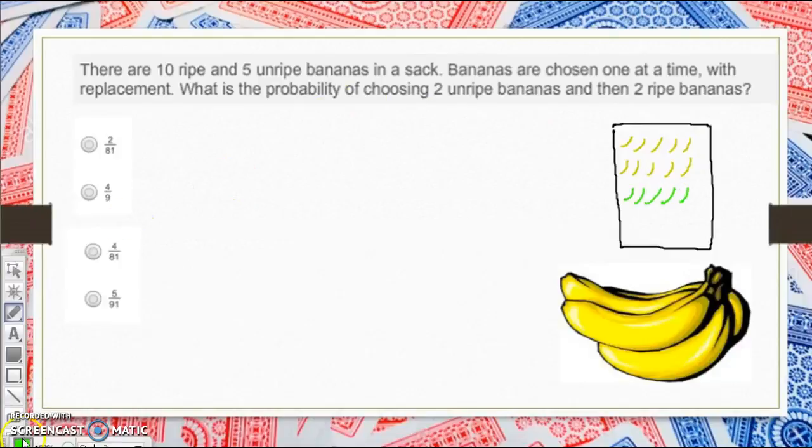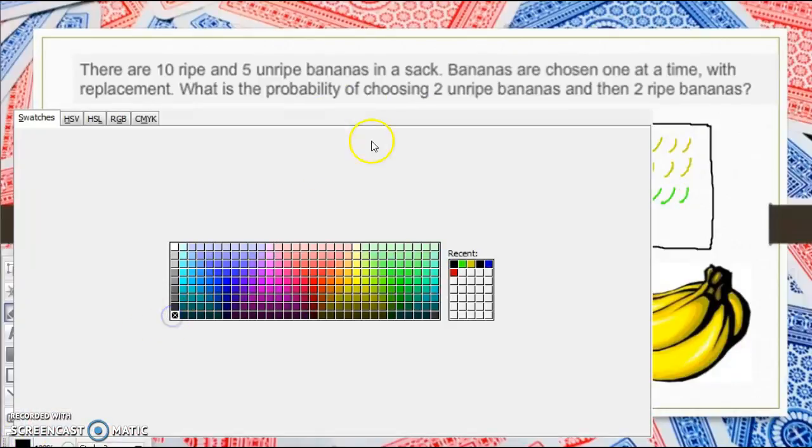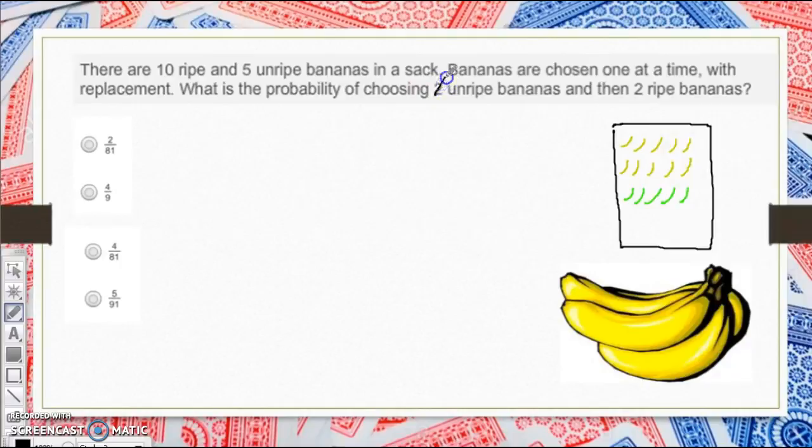And for the purpose of this video, we're going to change this to choosing 1 unripe banana and then 1 ripe banana. We're going to change that problem up a little bit. So we know that we're going to choose 2 bananas. We're going to choose this banana and this banana, and once we find those, we're going to multiply them together because we're going to choose this one and this one.